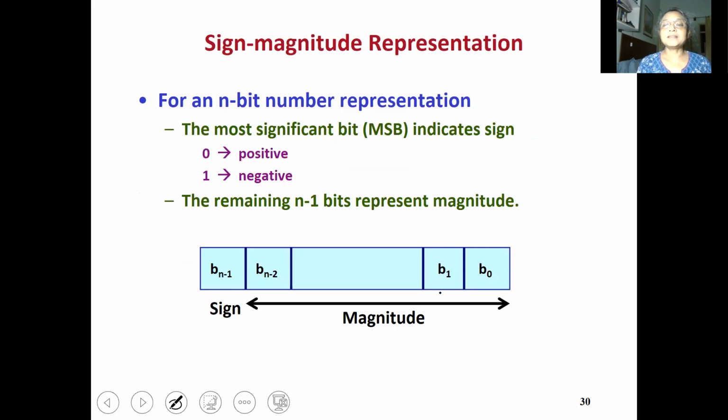What is the sign magnitude representation? It's very simple to think about. If you have n bits to represent a number, you can reserve the leftmost bit for storing the sign. If the leftmost bit is 0, then the number is positive. If it is 1, the number is negative. So this bit represents the sign and the remaining n minus 1 bits represent the magnitude.